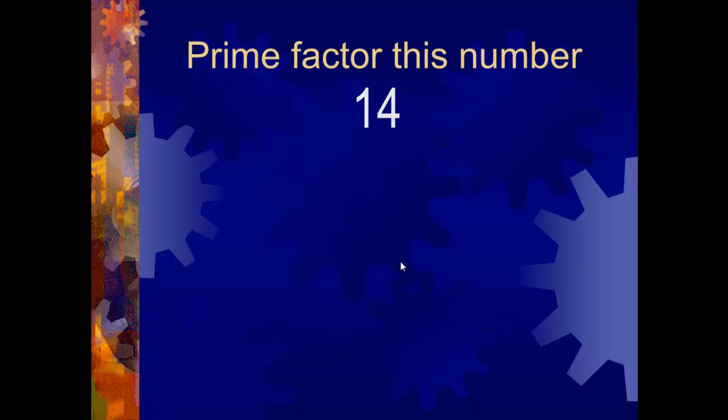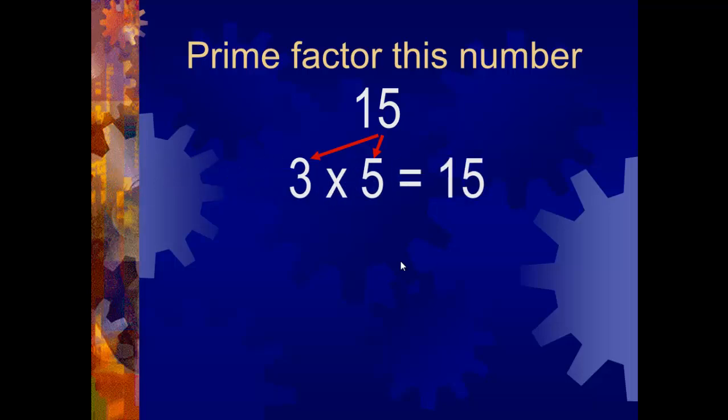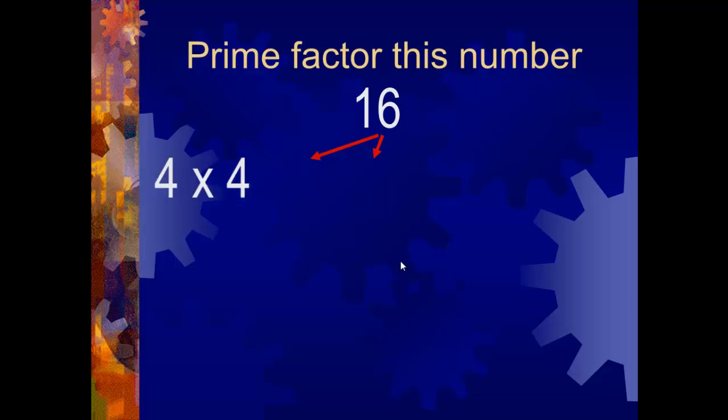Okay. 14. 14, 2 by 7. 2 is a prime and 7 also is a prime. It's okay. 15. 3 by 5. 3 is a prime and 5 also is a prime. It's okay. 15. 16. We have more. 2 by 8 or 4 by 4. 4 by 4. Okay. 4 is not a prime and the other 4 is also not a prime.